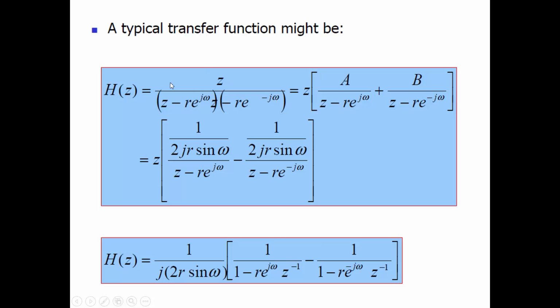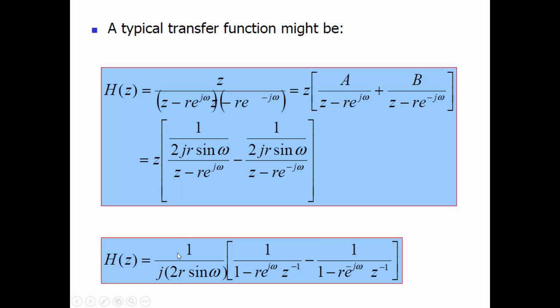A typical transfer function will be represented by z, which is the 0 on the numerator, over these two poles, z minus r e to the power j omega and z minus r e to the power minus j omega. So two poles will be represented by this. Now you perform the partial fractions. After performing the partial fractions by taking A and B constants, you will get this expression.